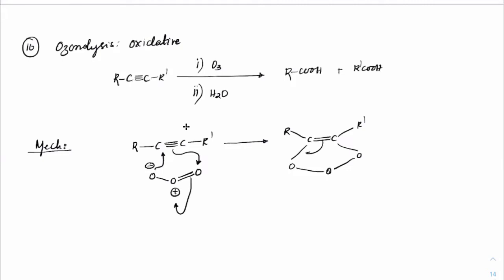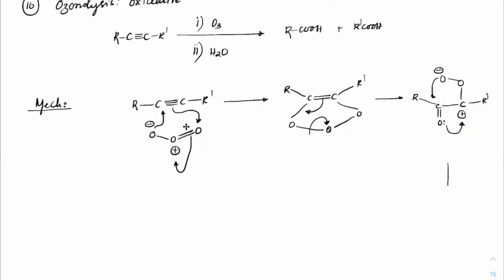Again, bond breaking will take place here in the molozonide. This bond will come onto oxygen. So we will get this diradical where we have C double bond O. This bond is not broken. We will have this as C with positive charge, O and O minus with R'. So here this O minus is going to attack here and the oxygen is going to attack here. And that's how we'll get the ozonide.